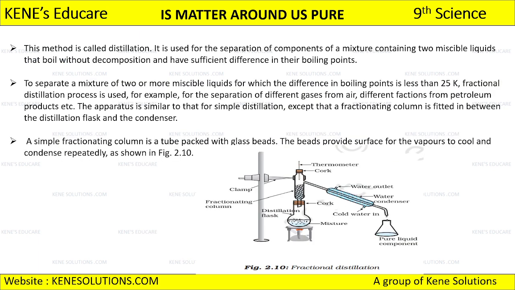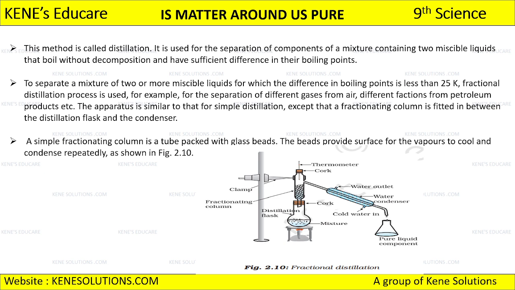After this, see, now this method is called distillation, where we are separating two miscible liquids, that is acetone and water. So the distillation technique is used for separation of components of a mixture containing two miscible liquids that boil without decomposition and have sufficient difference in their boiling point. Why do we use this distillation? For separating the components of a mixture where we have two miscible liquids that boil without decomposition, and they are going to have differences in their boiling point.